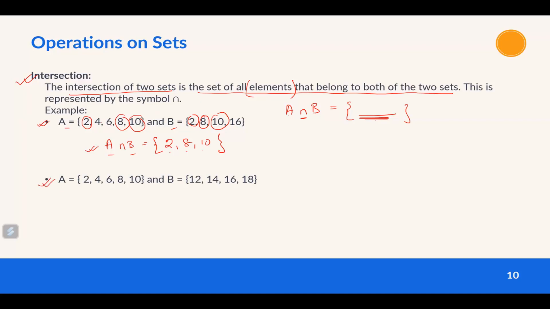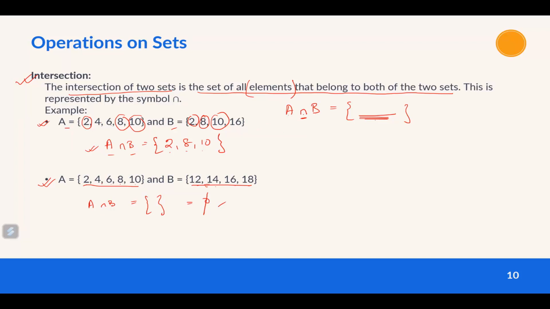Now, see this example. You have a set A with 2, 4, 6, 8, 10, and B has the elements 12, 14, 16, and 18. If you notice, there are no common elements between these sets. So none of the elements present in this set are present in the set B. So if we perform the operation A intersection B, then there will be no set. It will be an empty set. So how do we write an empty set? We can write it in curly braces which has no element, or we can write phi, right?